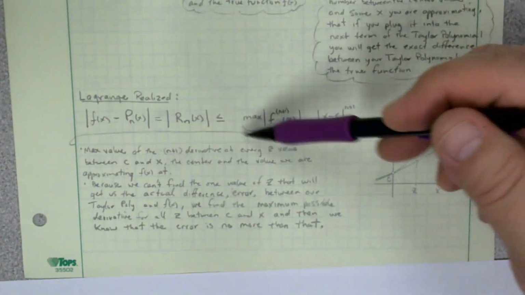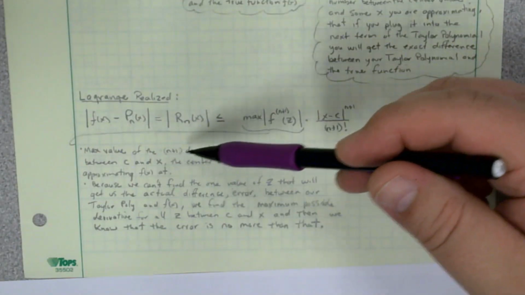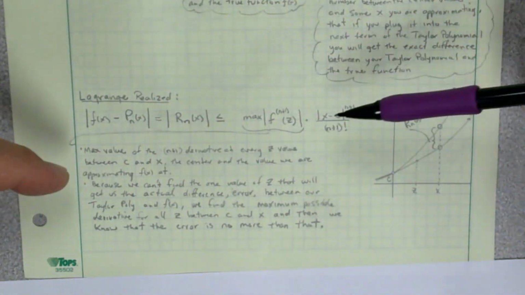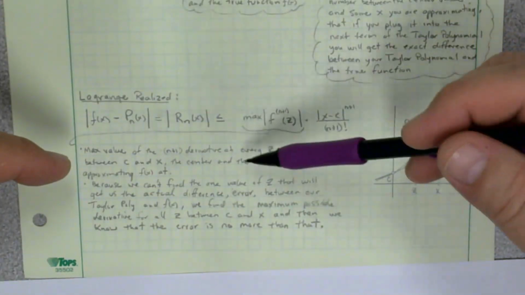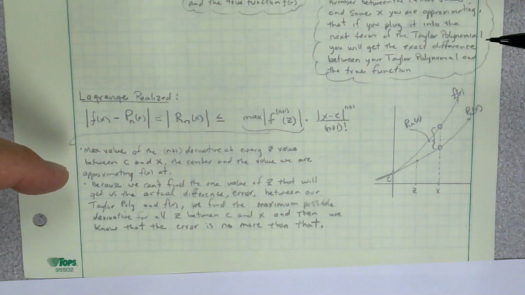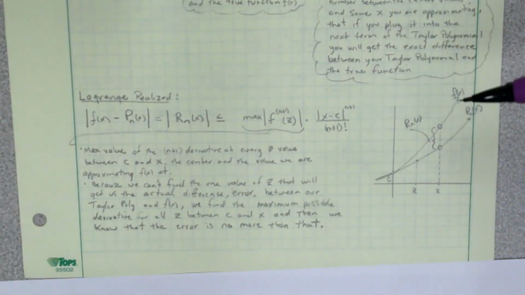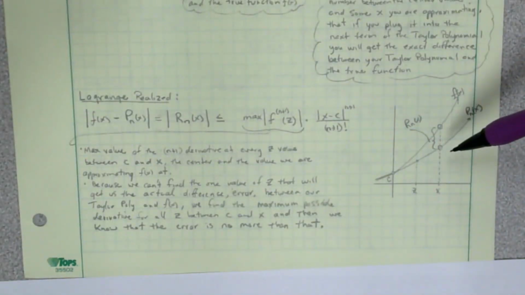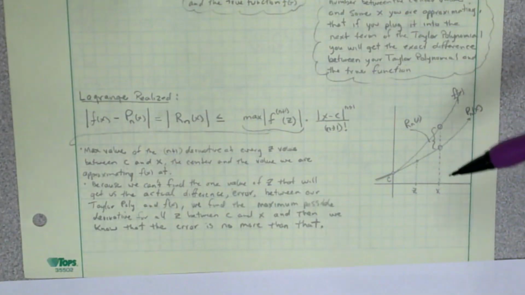And so that's where this comes in. The max value of the n plus 1th derivative at every z value between c and x, that is right there: the center and the value that we are approximating f at. Because we can't find the one value of z that will get us the actual difference, the error between our Taylor polynomial and f of x, we find the maximum possible derivative for all the z's in there, and then we know that our error is no more than that. And so we have bounded it at that point. So that's the concept behind it.